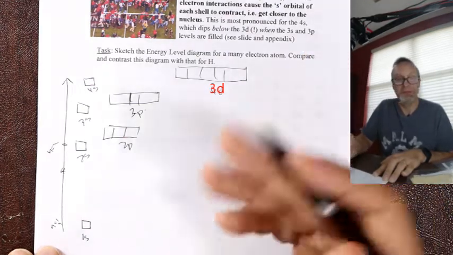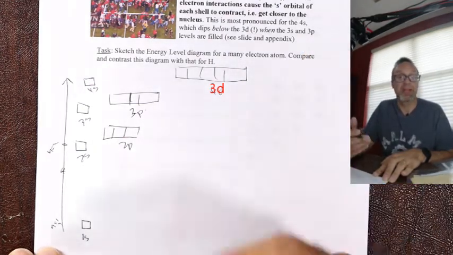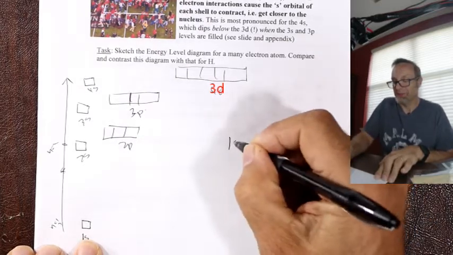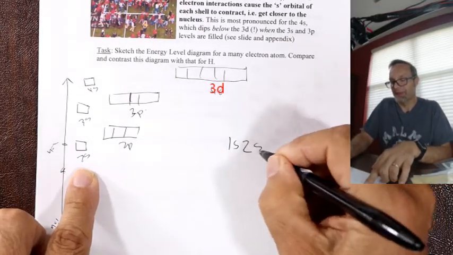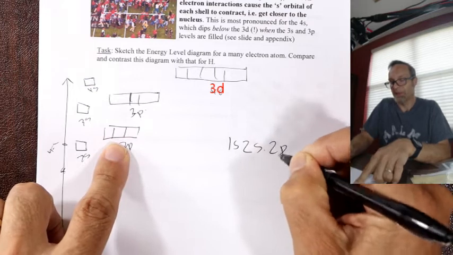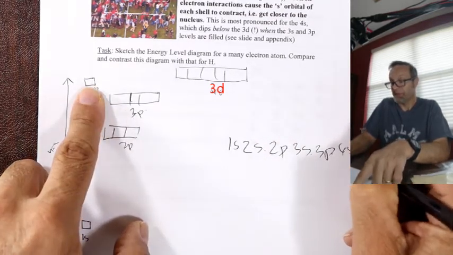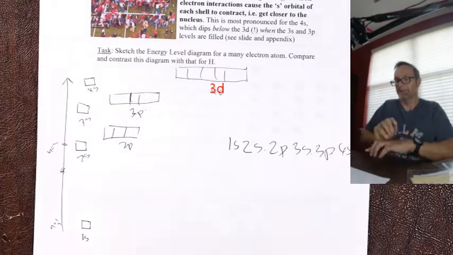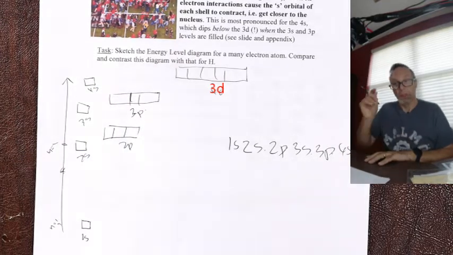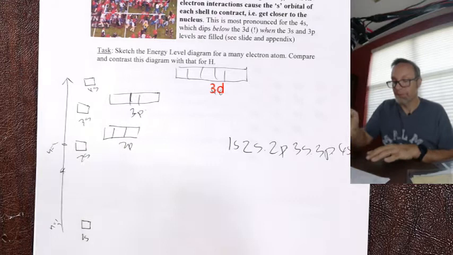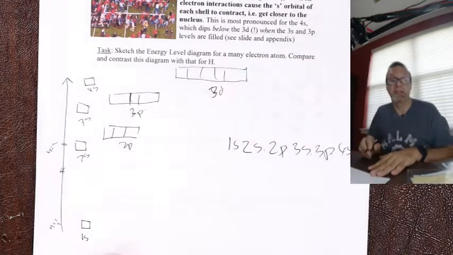What's closest? And as you use this, it will become second nature. But 1s always fills first, then 2s, then 2p, then 3s, then 3p, then 4s, and then 3d. Okay, all right. We typically don't go past 3d, right?